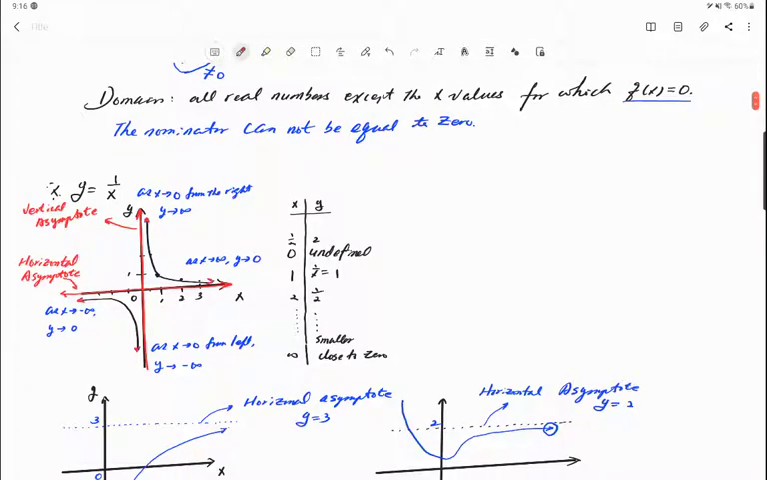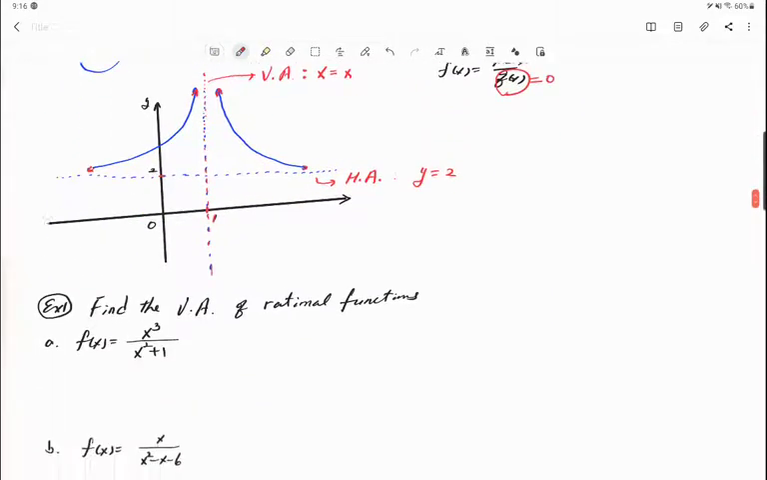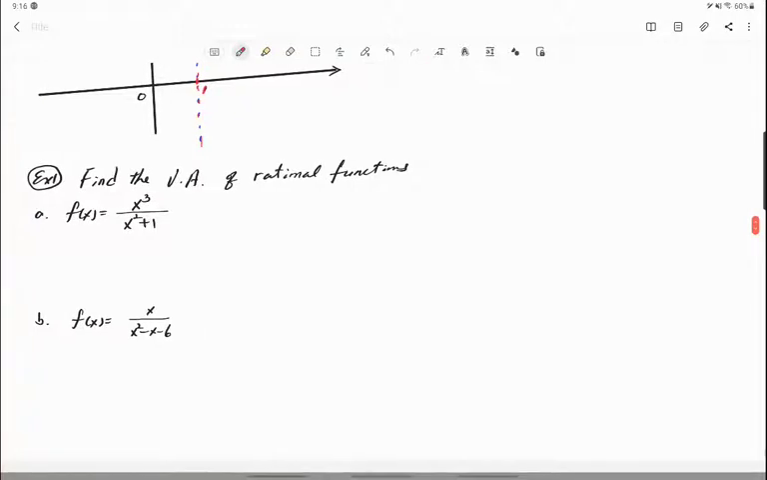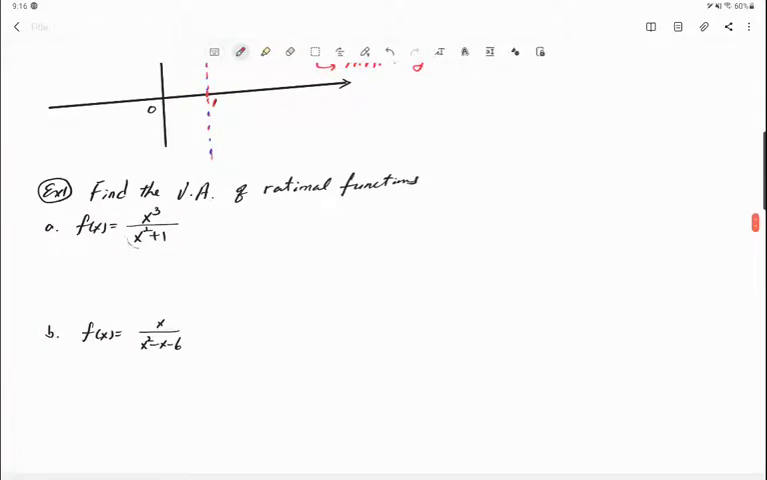So in order to get the vertical asymptote, set the denominator equal to 0. Then all those x values are vertical asymptotes. Okay, vertical asymptotes. All right, so let's try this. In this case, we want to find the vertical asymptote. So set the denominator equal to 0, and then let's find x. Those x values are the vertical asymptotes, so there's no y value for those x values.